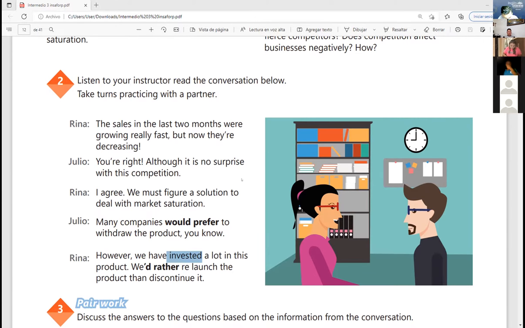Let's do it. Okay. The sales in the last 2 months were growing really fast, but now they're decreasing. You're right. Although it is not surprising with the competition. I agree. We must build a solution to deal with market saturation. Many companies would prefer to withdraw the product, you know. However, we have invested a lot in this product. We'd rather relaunch the product than discontinue it. Okay, good. We're going to reinforce the pronunciation of decreasing.